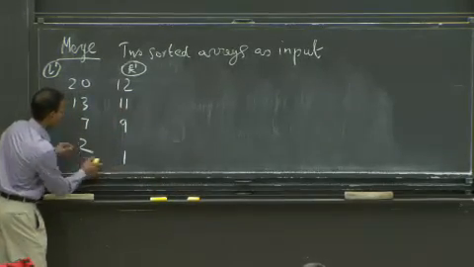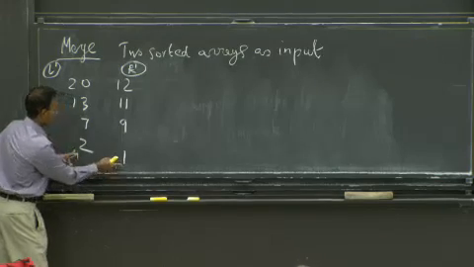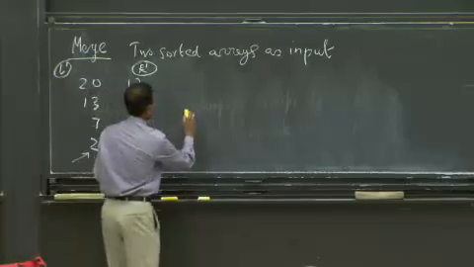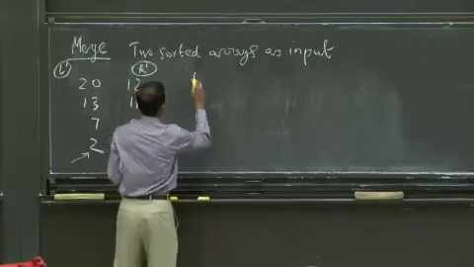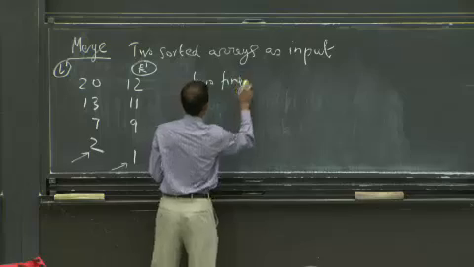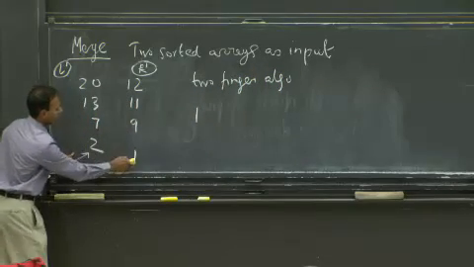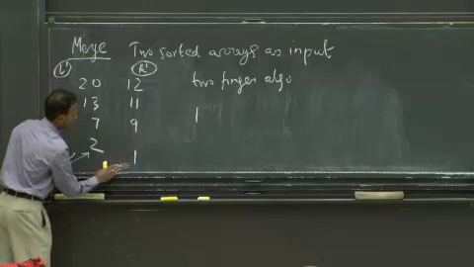OK, so start out here. I look at that, and I compare 2 and 1. Which is smaller? 1 is smaller. So I'm going to write 1 down. So this is a two-finger algo for merge, and I put 1 down. When I put 1 down, I have to cross out 1.